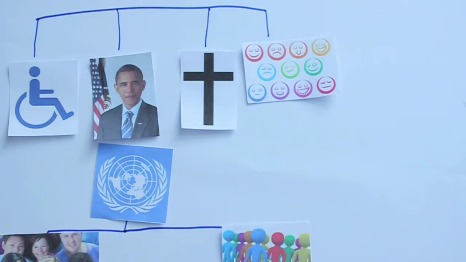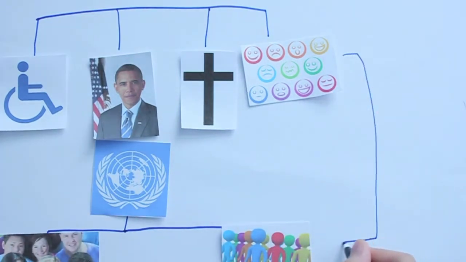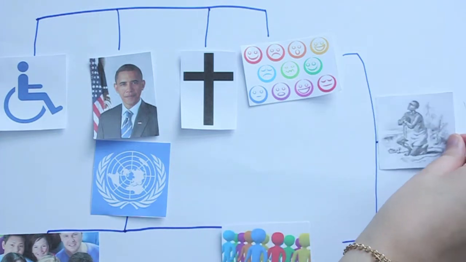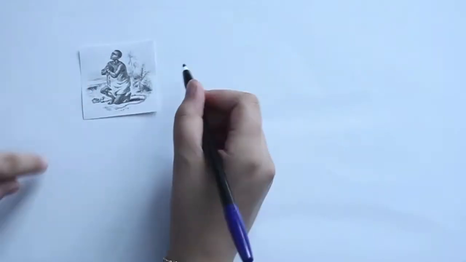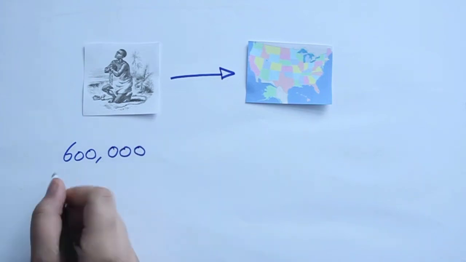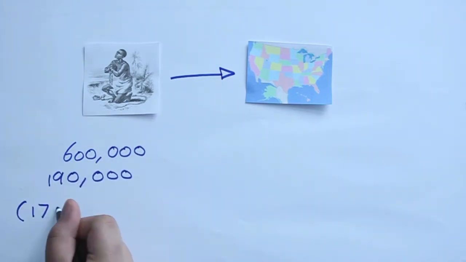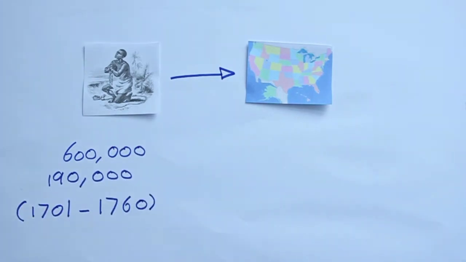ethnic origin. The oldest form of discrimination was slavery during the 18th and 19th century. About 600,000 slaves were imported to the 13 colonies in the United States, and as many as about 190,000 slaves were imported in between 1701 and 1760.